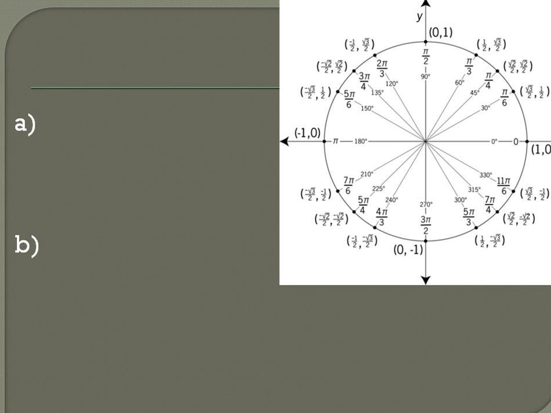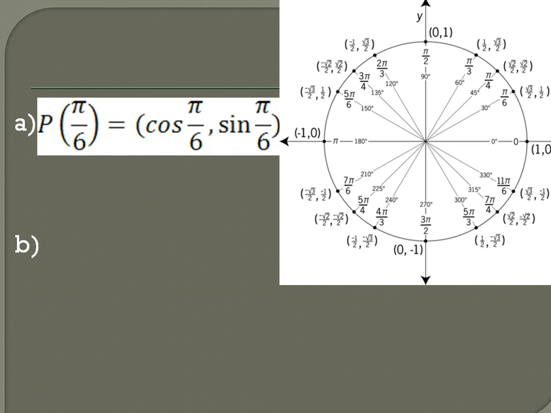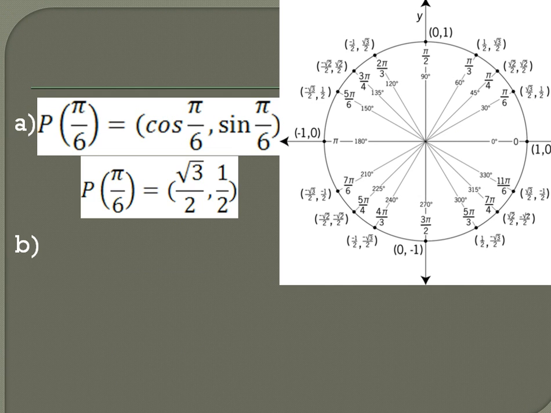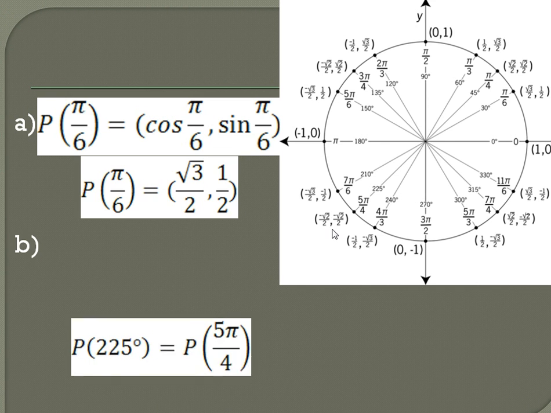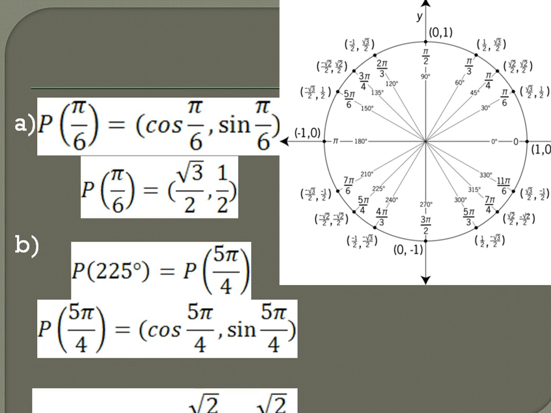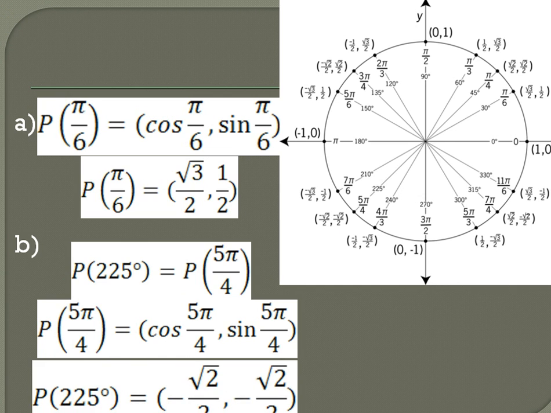So, going back to our unit circle, a rotation of pi over 6 would be equivalent to 30 degrees. So what I can actually say is that my point with an angle of rotation of pi over 6 would be found at the cosine of pi over 6 and the sine of pi over 6. Which is the same thing as saying root 3 over 2 and 1/2. For 225 degrees, I can make a conversion into radians, or I can just ask myself, what is the reference angle for 225? How far am I from 180? Well, 45 degrees. So I know I'm dealing with a reference angle of 45 degrees, and I have to be in quadrant 3. So I end up with the cosine of 5 pi over 4 and the sine of 5 pi over 4, and I get negative root 2 over 2 and negative root 2 over 2.